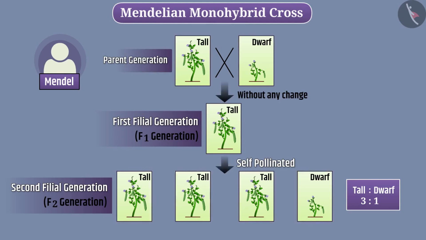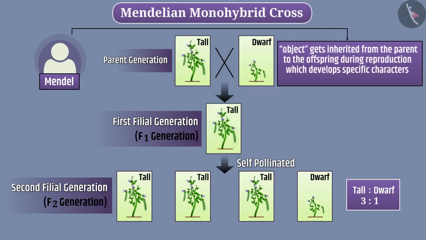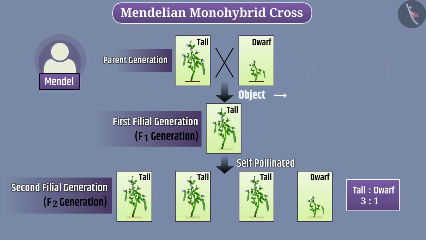After understanding this fact, Mendel proposed that a certain object gets inherited from the parent to the offspring during reproduction, which develops specific characters in the offspring. Mendel called this object a factor. We call it a gene. Based on the above fact, we can say that a gene is a unit of heredity.